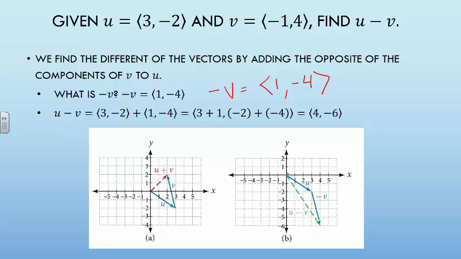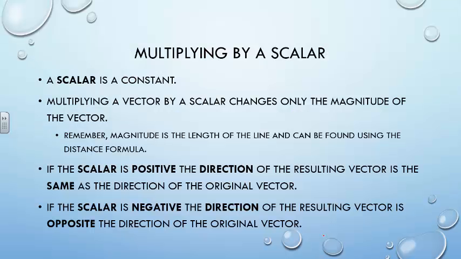Same u, starting at the origin, 1, 2, 3 over, 1, 2 down. And we have this new v, 1, negative 4. So we go to the terminal point of u, and we move over 1 to the right for a plus 1, and down 4 for that negative 4. Here's v. u minus v starts at the beginning of u and ends at the terminal point of v.